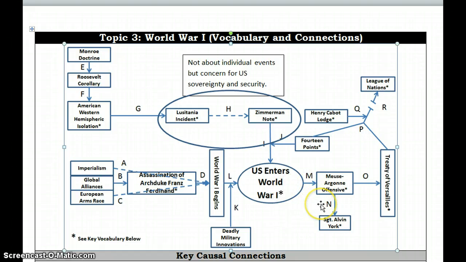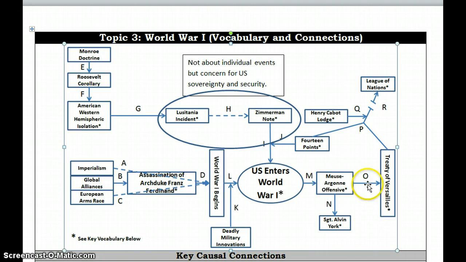When we enter the war, we enter primarily as a part of the Meuse-Argonne offensive. We typically call this the Western Front. There's a really famous text called All Quiet on the Western Front that is about this time period. And this is primarily where the United States military, where our army does most of its battling. And one of the standout people that we want you to remember from World War I is Sergeant Alvin York. He's one of the most decorated army men from the war.